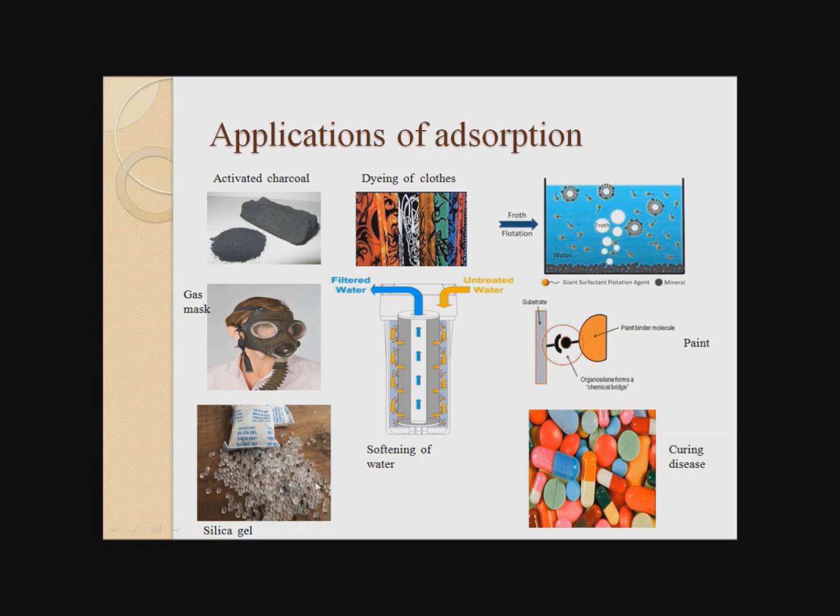Next, it is used in softening of water, in which activated charcoal is used in filters for water purifiers, in which impurities get adsorbed on the surface of activated charcoal and filtered water comes out. Next, it is used in the paint industry, as paint molecules bind on the substrate or surface of the adsorbent to form a chemical bridge. Next, it is used in curing of diseases, as some drugs can adsorb germs on them and hence kill them.